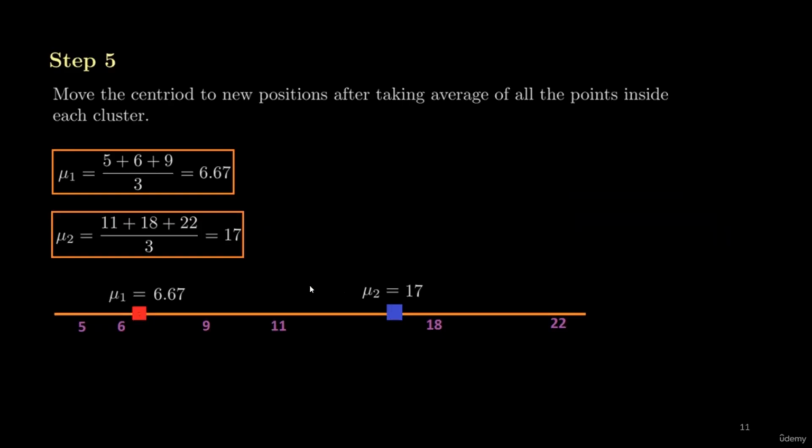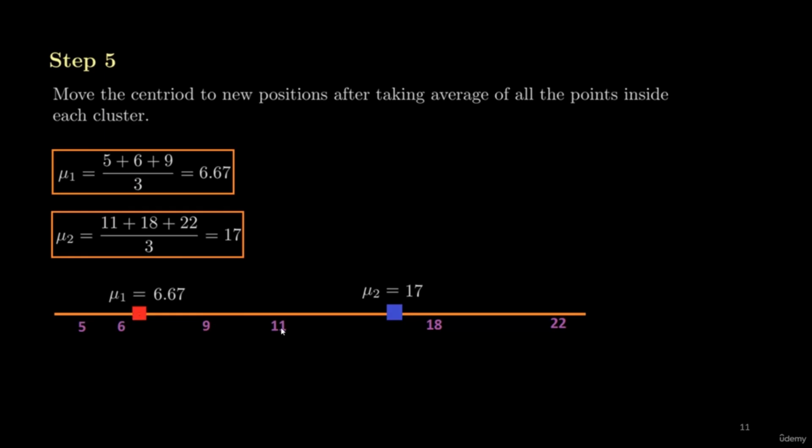Now, after moving the centroid, which was step 5 of the algorithm, step 6 is to repeat from 3 to 5. Now, I have to calculate the distance of all the points again with all the centroids. The distance of 5 with 6.67 is less as compared to 17. So 5 is assigned with this centroid. Similarly, 6 and 9. Now, what about 11?